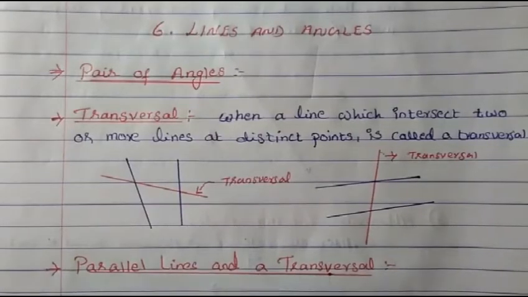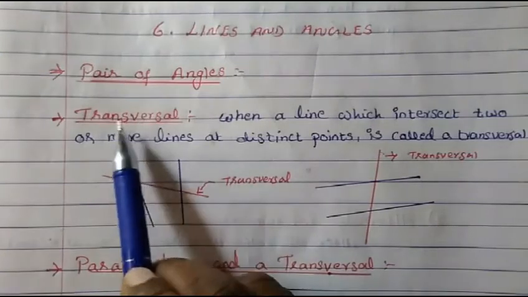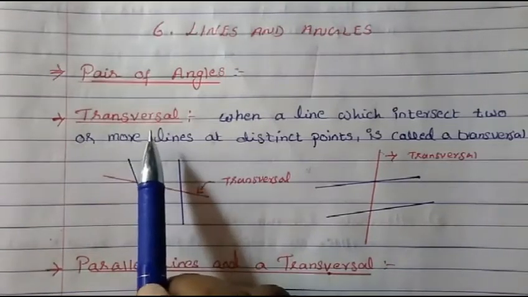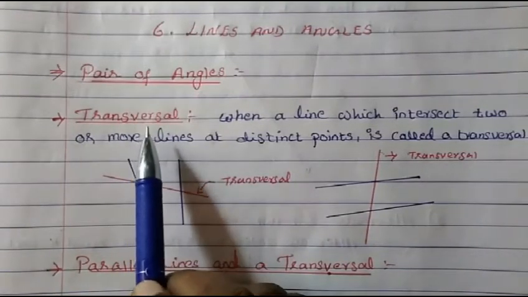Today we are going to study from chapter 6, lines and angles, a very important topic: pair of angles. Before studying the pair of angles, first we'll try to understand what is called a transversal. What is the meaning of transversal?